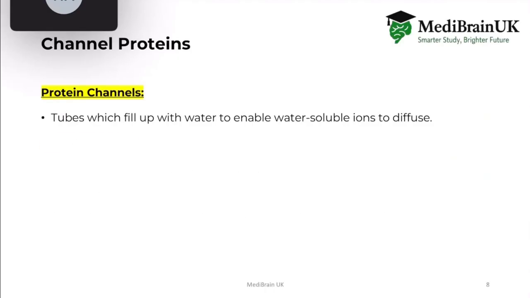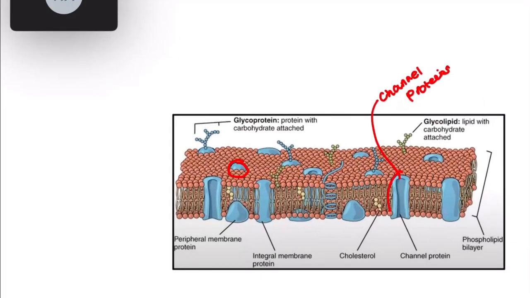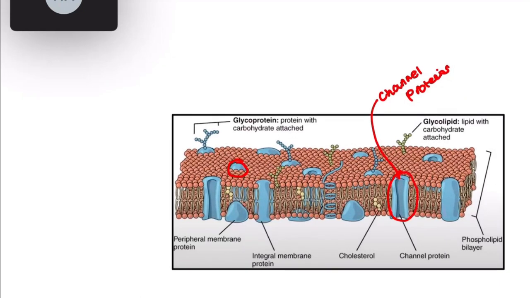So for channel proteins, you have two types. You have protein channels. These are tubes which fill with water to enable water-soluble ions to diffuse across. So these tubes over here will fill up with water. Once they've filled up with water, anything which is water soluble, such as mineral ions, can diffuse across and enter the cell. And whenever water is required, water can just go through this channel protein.